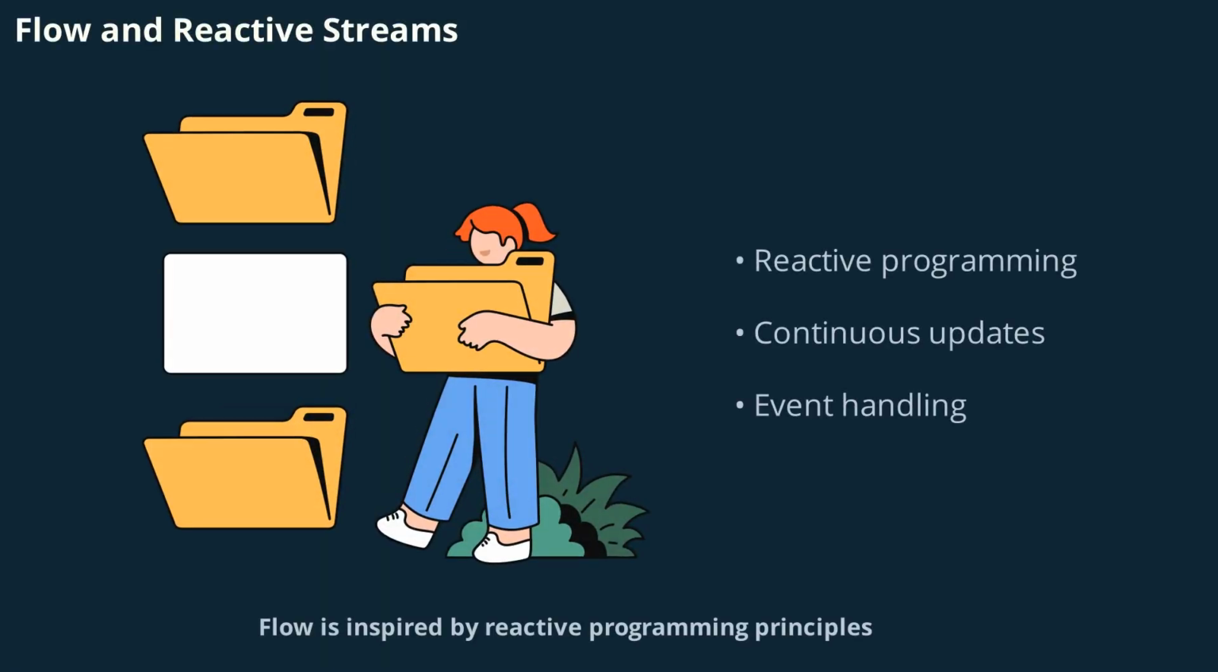Flow is inspired by reactive programming principles. It allows you to process streams of data reactively, responding to each new value as it arrives. This makes Flow a great fit for scenarios where you need to handle continuous updates or events, such as live data feeds or user interactions.